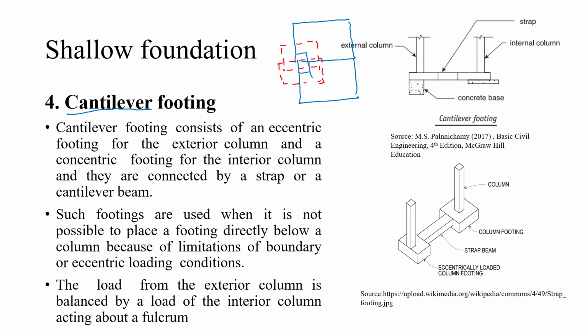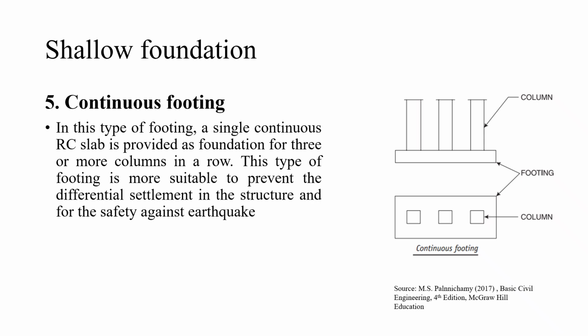So in that situation, if you want to transfer the load from an exterior column to an interior column, you may connect them with the help of a strap beam, which will act as a fulcrum, and the interior column will help in balancing the load of the exterior column. Then you call it a cantilever footing. As I told you, this will be very much useful if you have a property boundary line issue or eccentric loading conditions. Often people get confused between cantilever footing and combined footing. Know that those are entirely different.